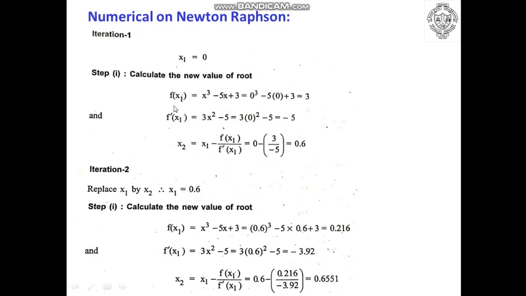Now since we have value of x1, f of x1 and f dash of x1, we can find out value of x2. So x2 will be equal to x1 minus f of x1 divided by f dash of x1. I will just put the values as we have found out in the previous step. So x1 will be 0, f of x1 we have calculated as 3 and f dash of x1 we have calculated as minus 5. So answer will be 0.6. So answer for new approximated root, that is x2, is 0.6. Now for iteration 2, you have to replace x1 by x2. So now your x1 becomes 0.6.